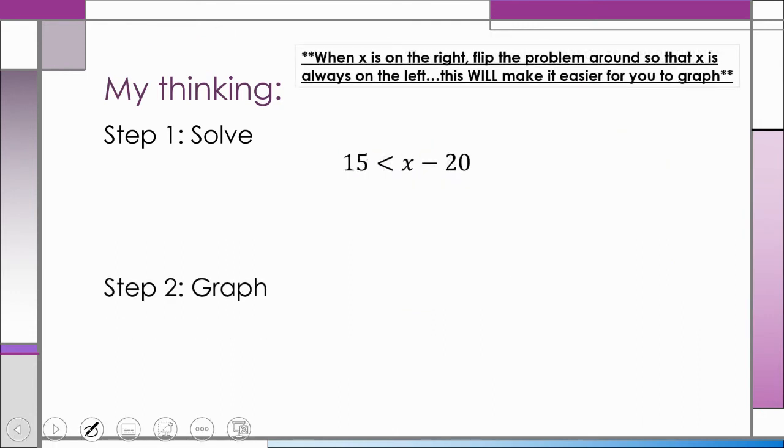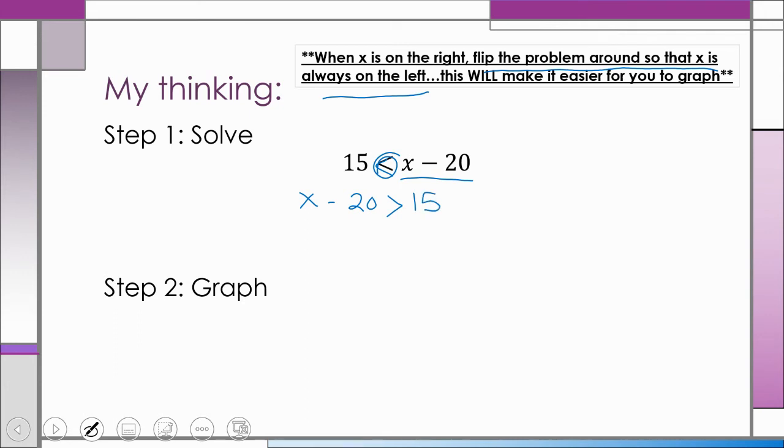15 is less than x minus 20. Okay, here we have to be careful. Notice how the x is on the right. When we graph it, it's easier if the x is on the left. So in order to do that, we need to flip the problem around so that x is always on the left. But in order to flip it around, we're going to put x minus 20 on one side, and we have to flip the inequality sign. So instead of less than, it's going to turn into greater than 15.